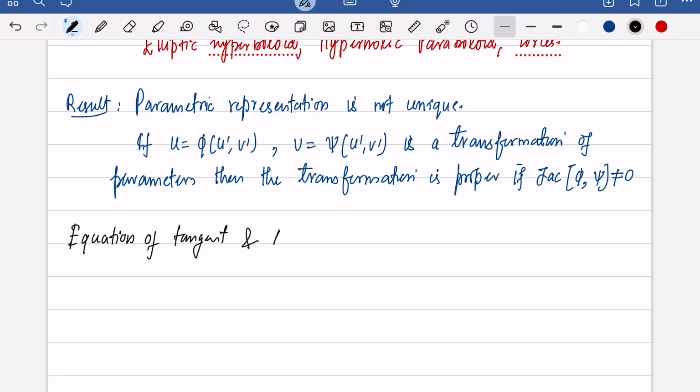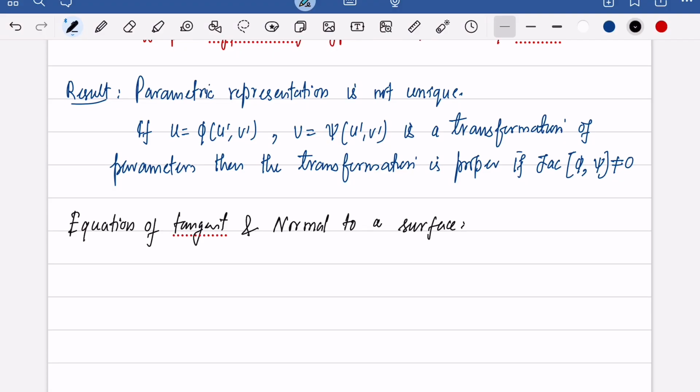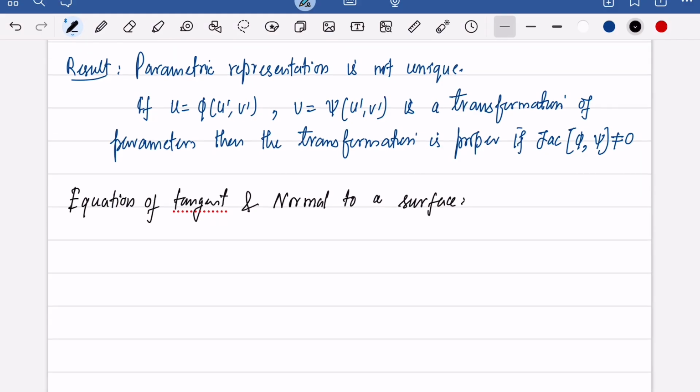Now, the equation of tangent and normal to a surface. Here we shall mention the equation of tangent and normal to a surface in both the cases: when the equation of the surface is given in parametric form, as well as when it is given in the implicit form or in the form of a constant equation.